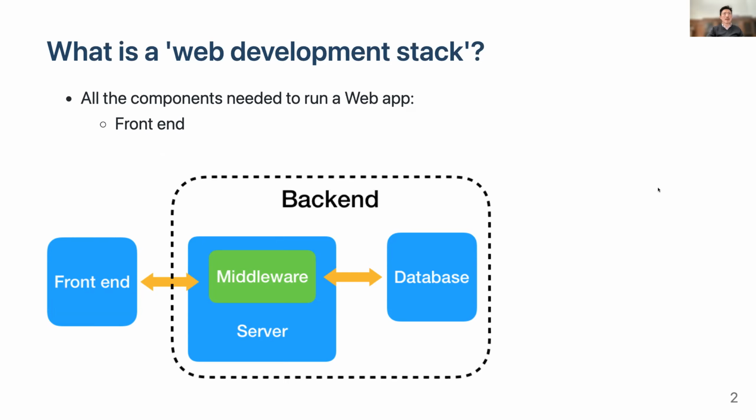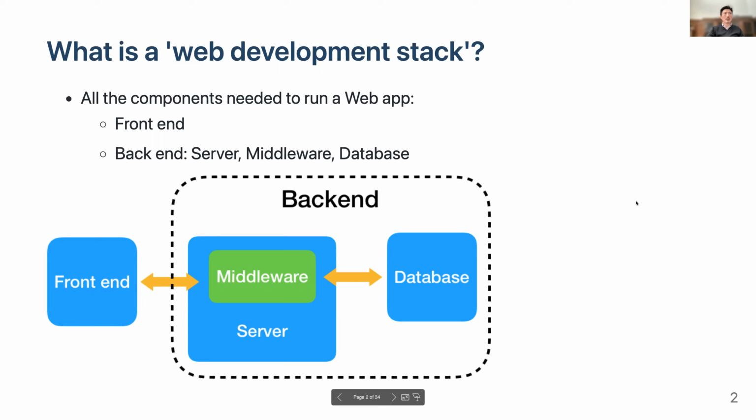And then there is also the back end. This is the entire back end, including the server, which usually runs something like Node.js, but also something called the middleware. In our case, it will be Express, which handles all the requests from the front end. And there is also a database, which actually stores the data. In our case, it will be MongoDB.